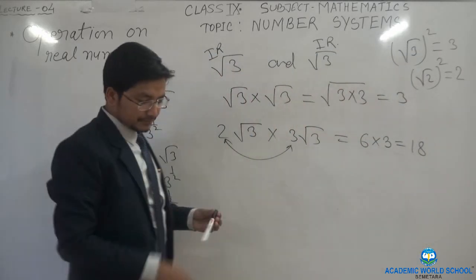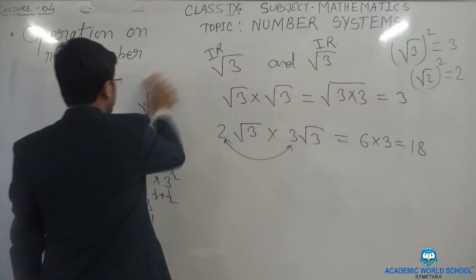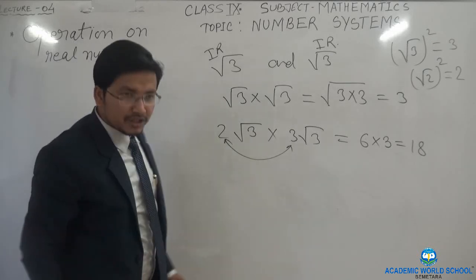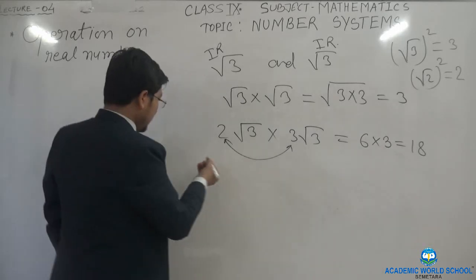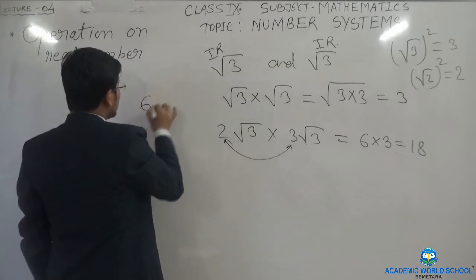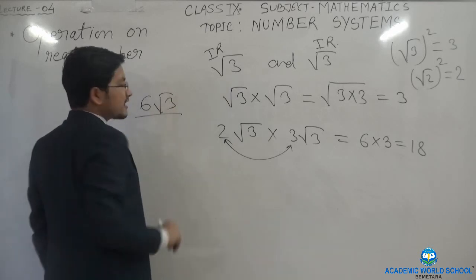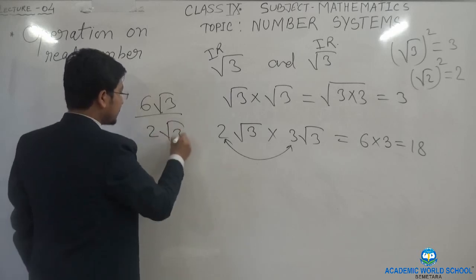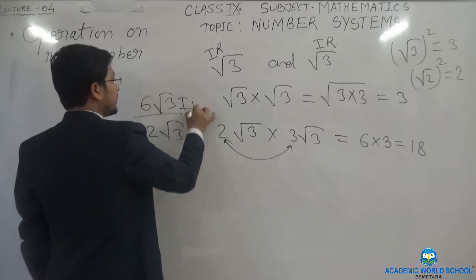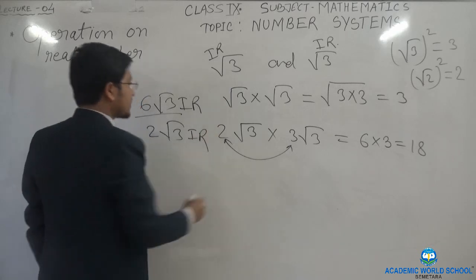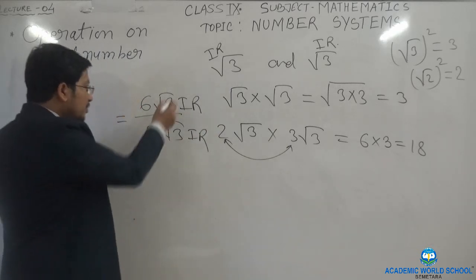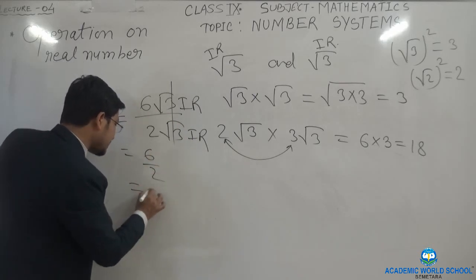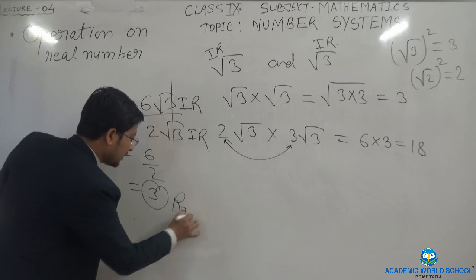Okay. Now, this was multiplication. Now if we are going to divide two irrational numbers, like say I am writing 6 root 3, and then there is another irrational number, say 2 root 3. So this is an irrational number, and this is also an irrational number. But once we divide, root 3 will be cancelled out. So 6 divided by 2 is equal to 3. The outcome is rational.